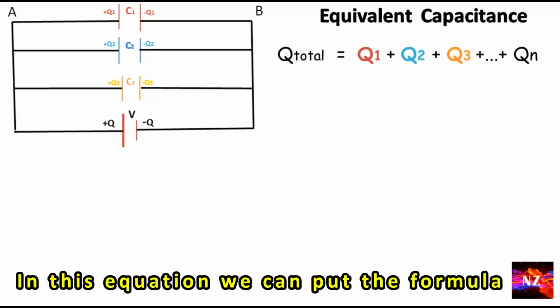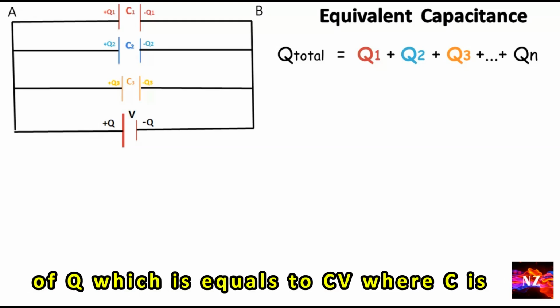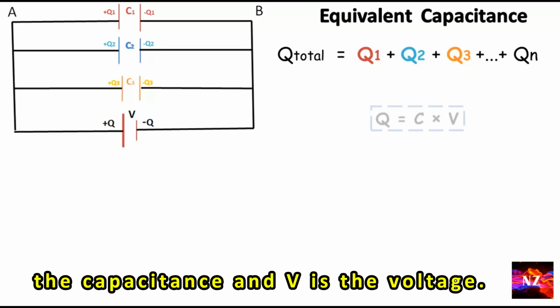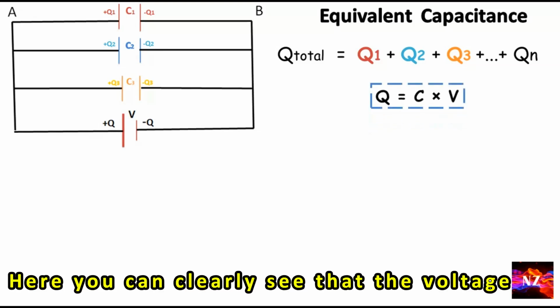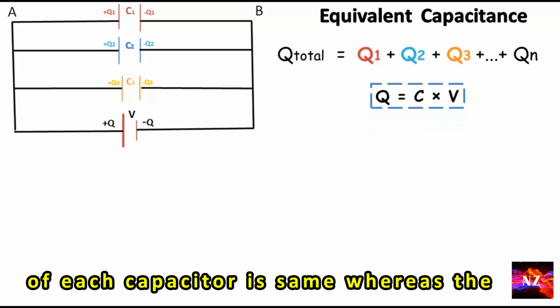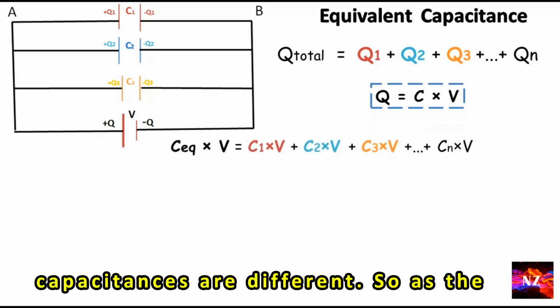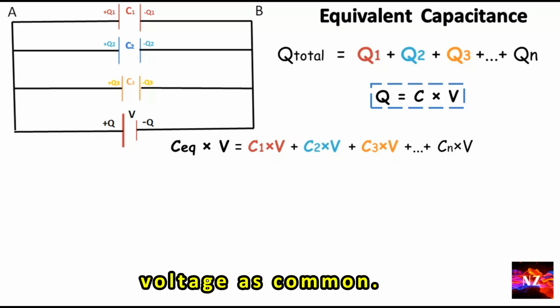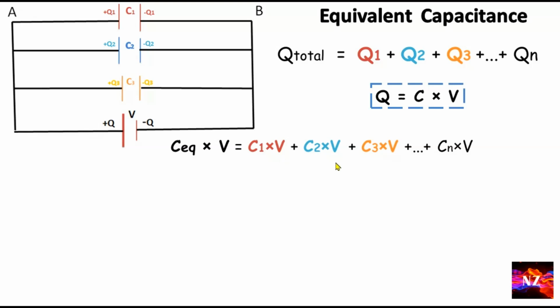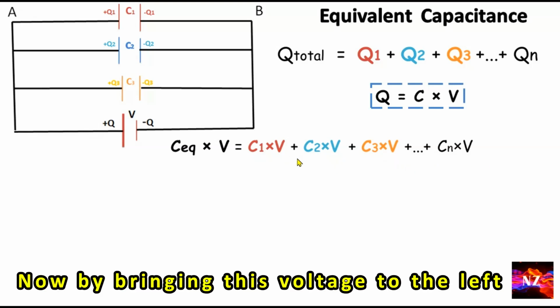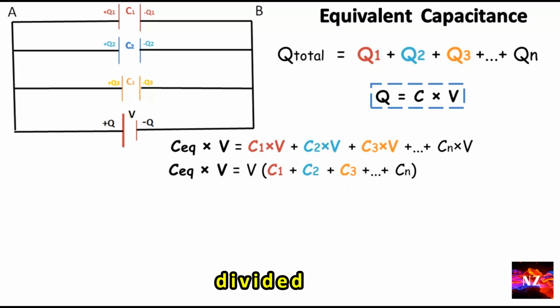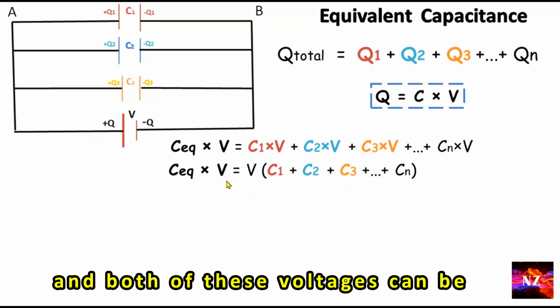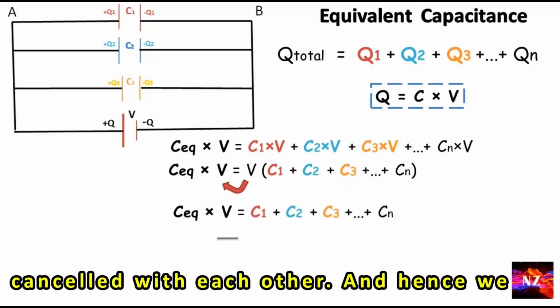Okay, so in this equation, we can put the formula of Q, which is equal to CV, where C is the capacitance and V is the voltage. Here you can clearly see that the voltage of each capacitor is the same, whereas the capacitances are different. So as the voltages are the same, we can take the voltage as common. Now by bringing this voltage to the left side of the equation, here it will be divided. And both of these voltages can be cancelled with each other.